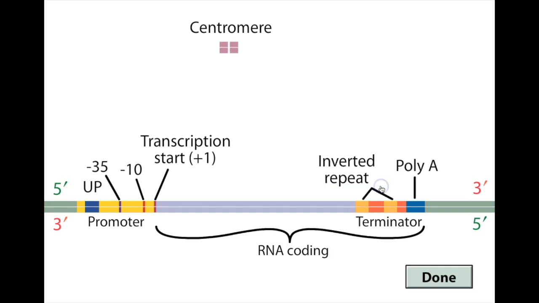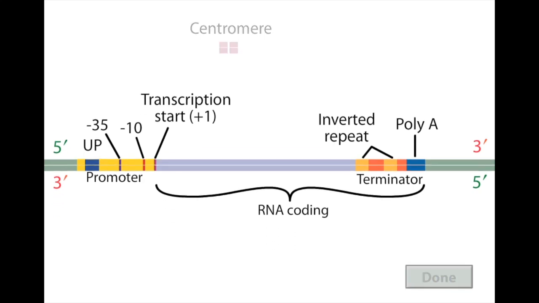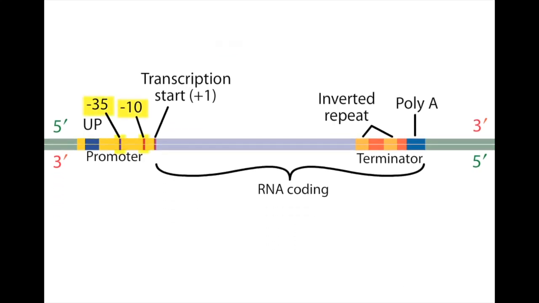So here we got this. Okay, got it. The centromere plays no role here. So let's see if I'm right. Bacterial promoter contains minus 35 and minus 10 consensus sequences, and sometimes contains an upstream element. The transcription start site is the first nucleotide of the RNA coding region. The terminator contains an inverted repeat, followed by a stretch of poly A.